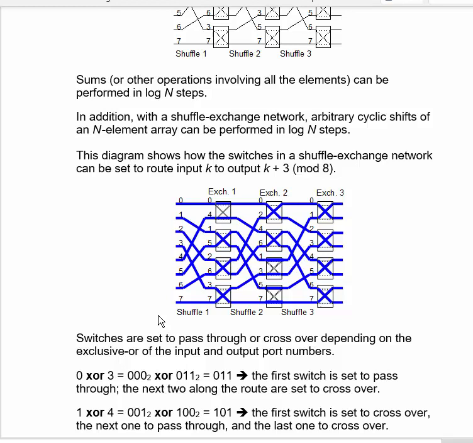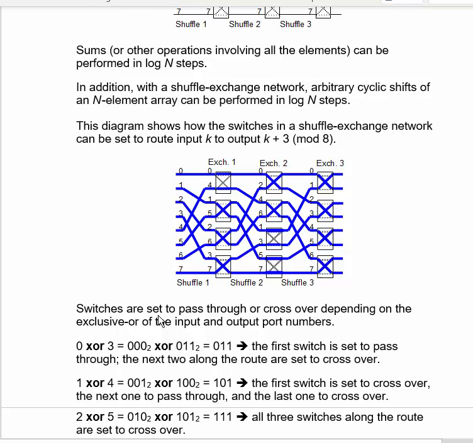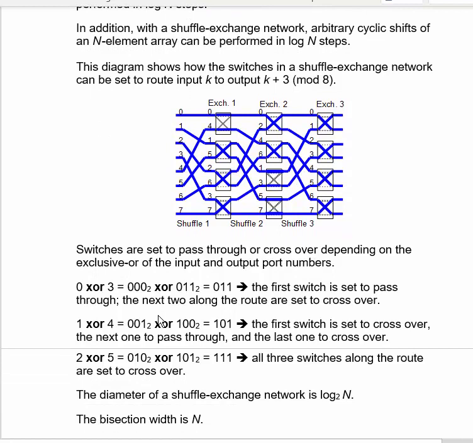Now the way we determined how to pass the switches was just by exclusive ORing the input and output port numbers. So if we wanted to get 0 to 3, we XOR 0, 0, 0 with 0, 1, 1. That gives us 0, 1, 1, and means the first switch needs to be set to pass through and the others to cross over. Let's do 2 XOR 5. So 0, 1, 0 XOR 1, 0, 1, which gives us 1, 1, 1. It means to get from 2 to 5, all of the switches need to cross over, and you can see that they do. So that's the way we determine which way to set the switches to do this cyclic shift.